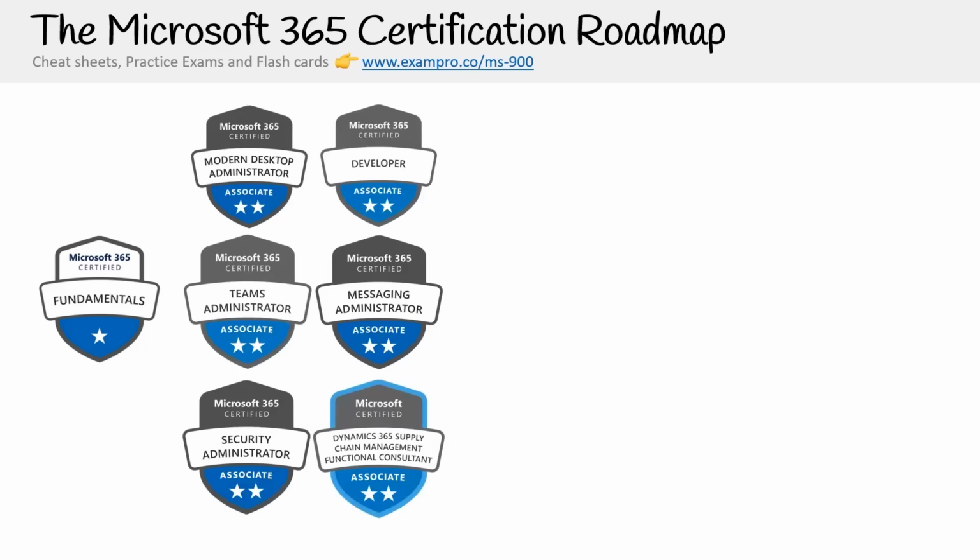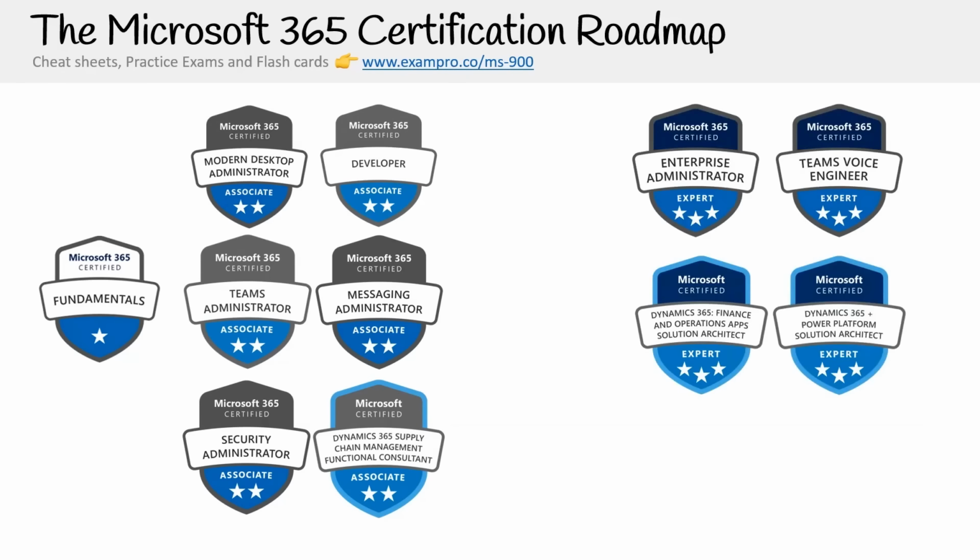So now let's take a look at the Microsoft 365 certification roadmap to see where we would go after the Microsoft 365 fundamentals and what kind of roles would be associated with those certifications. So at the start, you get your Microsoft 365 fundamentals, which is at the fundamental level. After that, we have the associate level certifications, such as the Modern Desktop Administrator, Teams Administrator, Developer, or Security Administrator. It's really up to you to choose which field you're interested in.